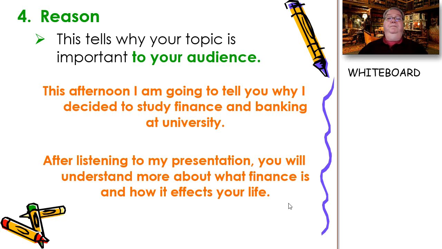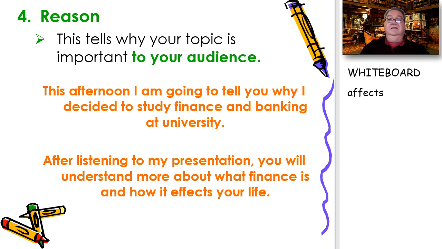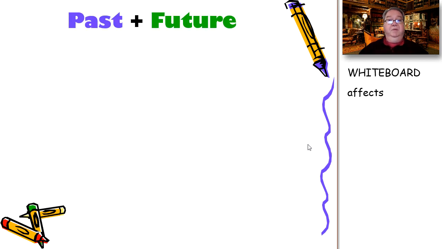Now, do you remember the grammatical error on this slide? There's an error here that I left after I saw it. This affects. Effects is a noun, spelled with an E. How it affects your life, we want a verb, so that should actually be spelled A-F-F-E-C-T-S. How it affects your life. Okay? So, past plus future.